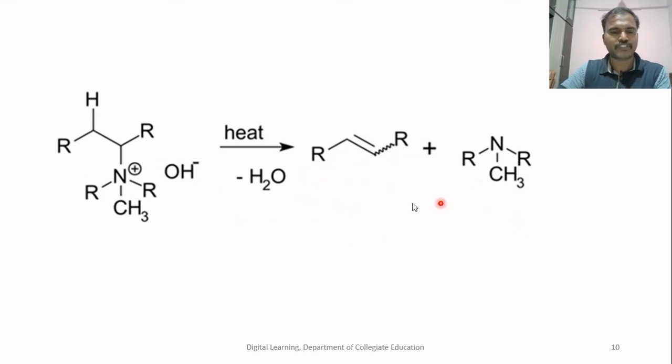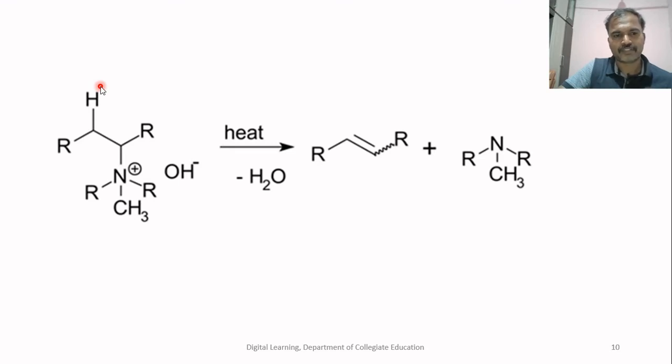When this mixture is heated, it facilitates the elimination. The OH- ion abstracts the beta hydrogen to give the final product, that is alkene. Here, the important point to be considered is that when there is more than one beta carbon having a hydrogen in the quaternary ammonium ion, then OH- will pick up the hydrogen from the less substituted beta carbon.